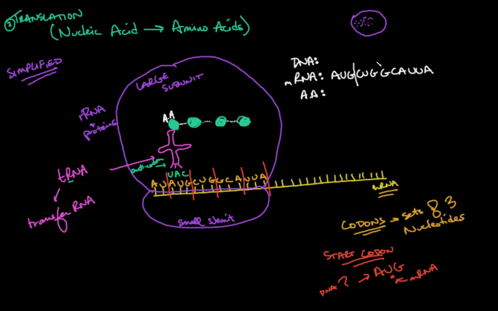I'm going to draw my lines again because that helps me organize things. So AUG gives me methionine. I want you to find out what CUG gives you, what GCA gives you, what UUA gives you. And then do reverse transcription to your DNA. So you understand how the code from DNA affects the order of the amino acids. And sometimes one little mutation in DNA can actually change the amino acid, which changes the protein altogether.